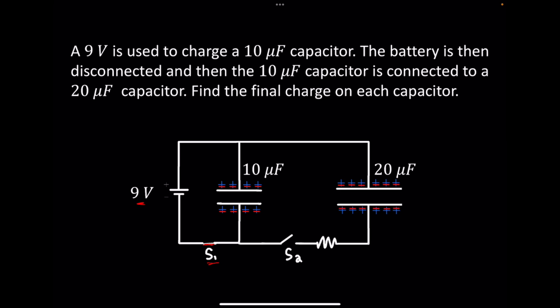After that capacitor is charged, switch 1 is opened, disconnecting the battery, and then switch 2 is closed, connecting the two capacitors together, and then charge flows between the two capacitors until equilibrium is reached again. The question here is to find the final charge on each capacitor when that happens.